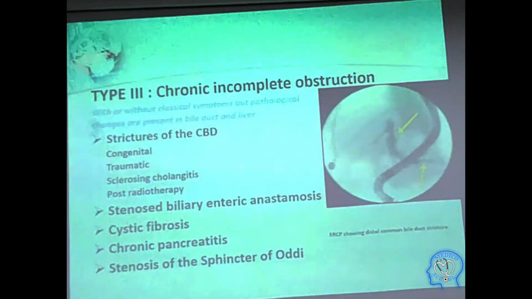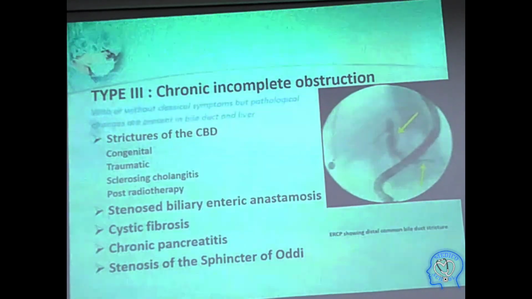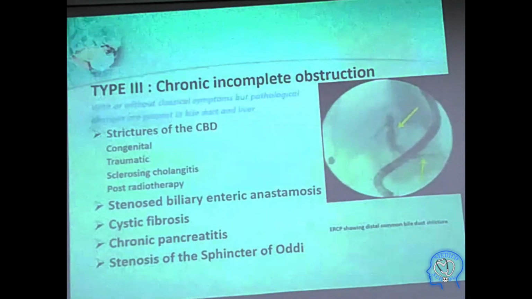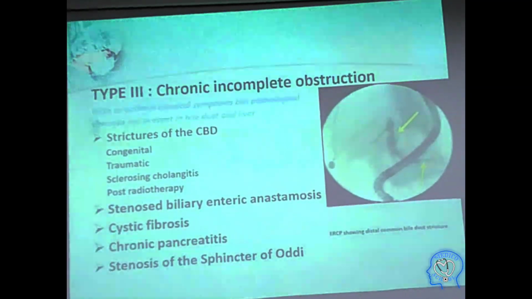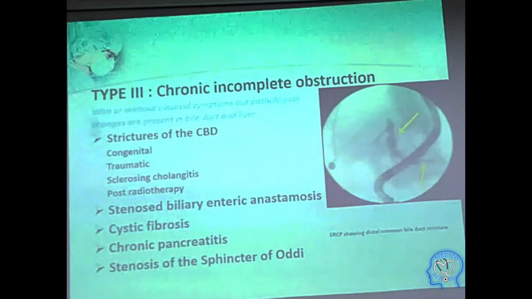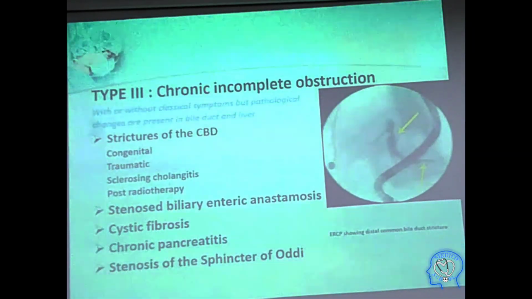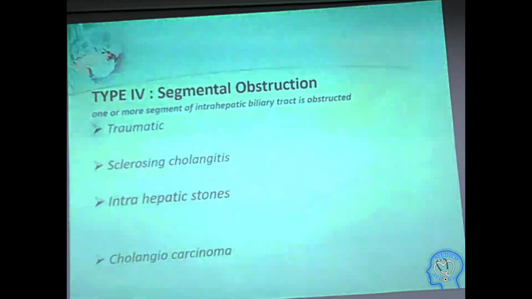Type 3 is chronic incomplete obstruction. This is present in strictures of the CBD, whether congenital, traumatic, sclerosing cholangitis, post-radiotherapy, or due to stenosis, biliary enteric anastomosis, cystic fibrosis, chronic pancreatitis, and stenosis of the sphincter of Oddi. You all have to remember all of these names. It can be asked in the exam mostly by spotting.